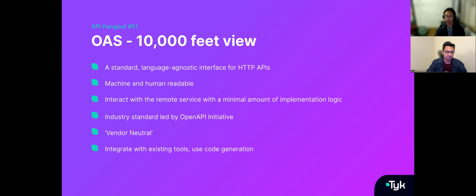So what is OAS? OAS is a standard, language agnostic interface for HTTP APIs. It is machine and human readable, and it enables you to interact with remote services with a minimal amount of implementation logic. You'll see this in action a little bit later, but you'll also see this in practice in terms of an OAS document in the next couple of slides as well. The different components of it once again give you that blueprint of what you are building, what your REST API is going to look like, and how you can actually communicate that across organizational teams.